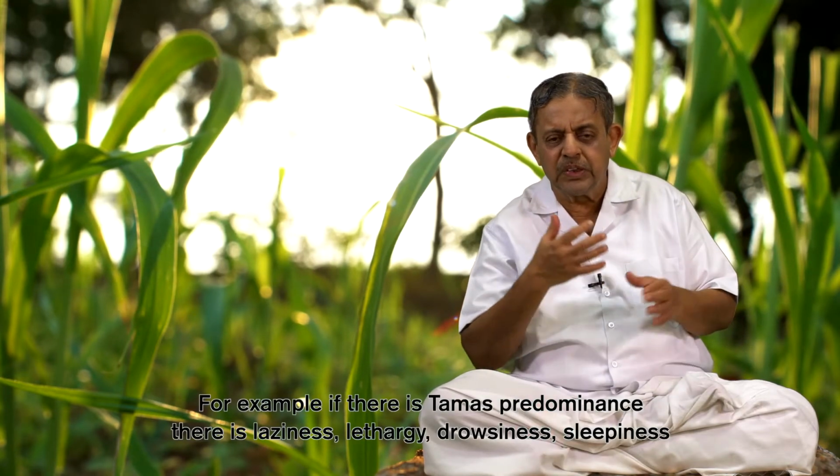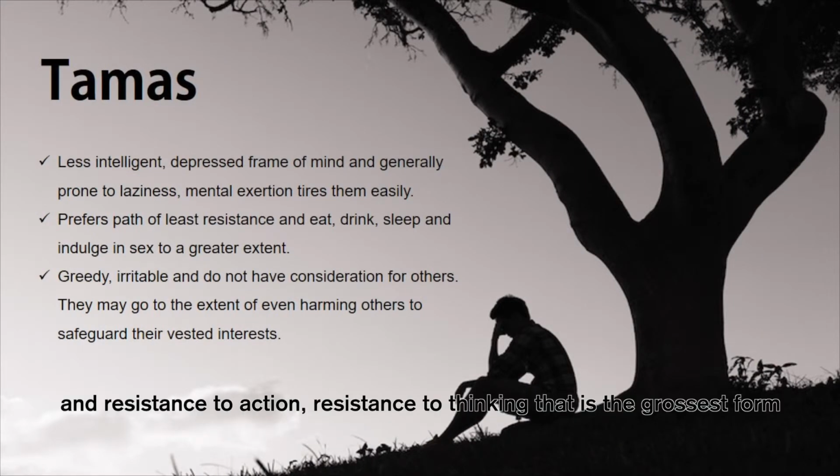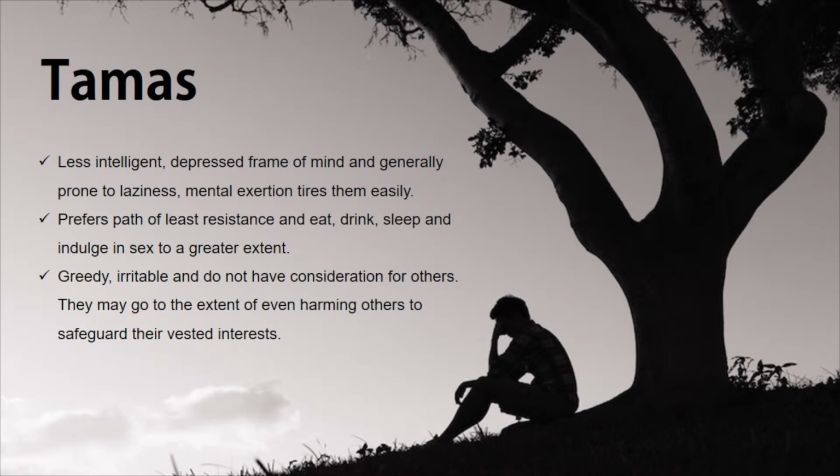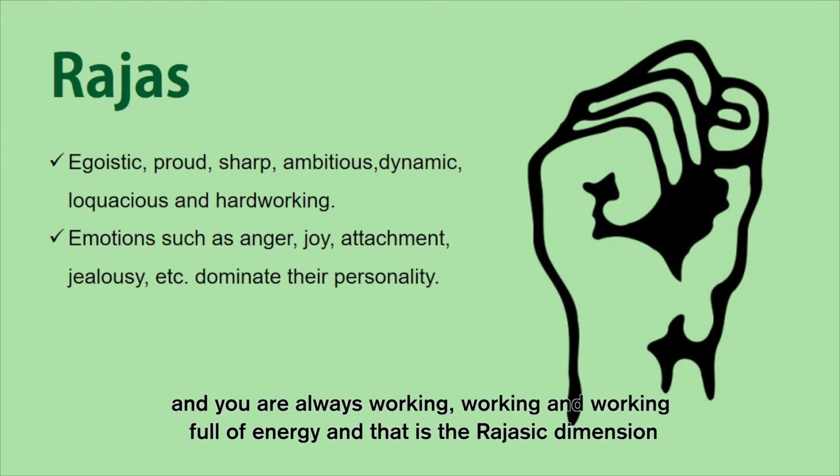For example, if there is tamas predominance, there is laziness, lethargy, drowsiness, sleepiness, and resistance to action, resistance to thinking. That's the grossest form. And if it is rajas predominant, you are very sharp, intelligent, brilliant, dynamic, full of energy, you are a go-getter, and you are always working, and that is the rajasic dimension.